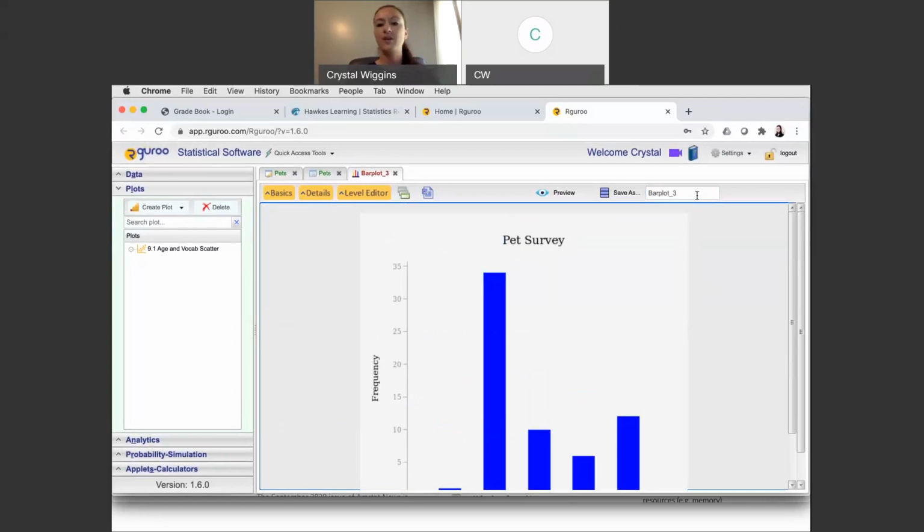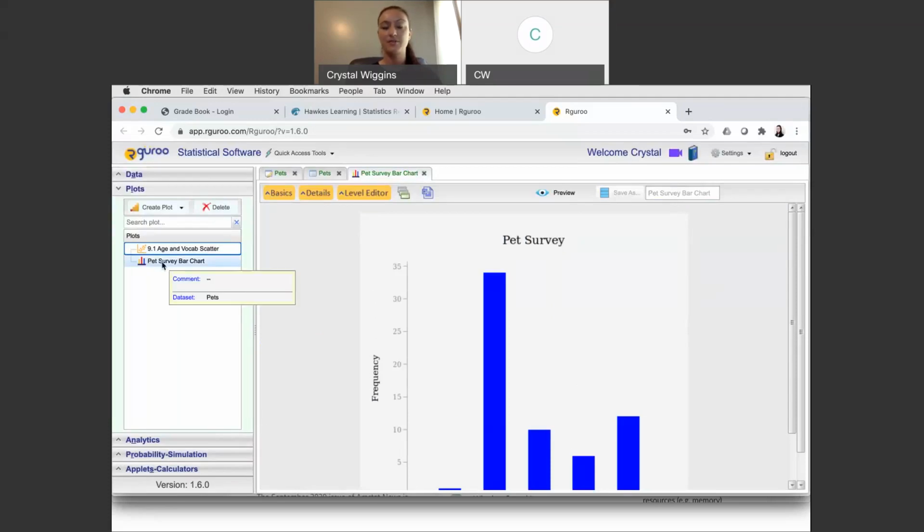Now over here, if I wanted to save this as pet survey bar chart, I can save it right inside of our guru. So now you see it popped up over here and I can access it later if I was doing it for a project or a homework. Or if this was an assignment that I needed to submit for class, then I can always hit my Word document button and it will download it as a Word doc.